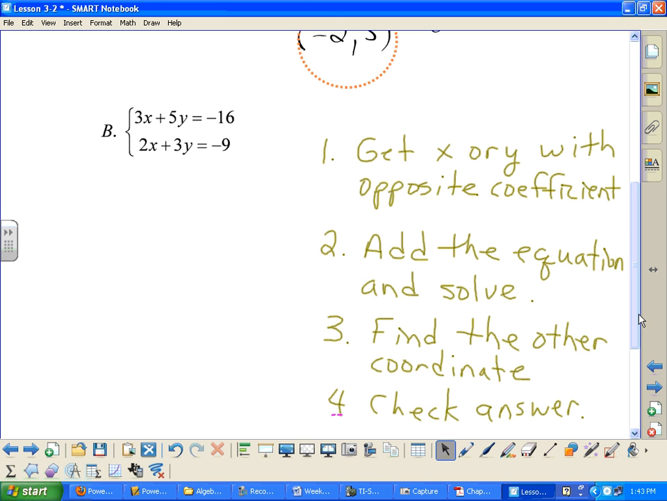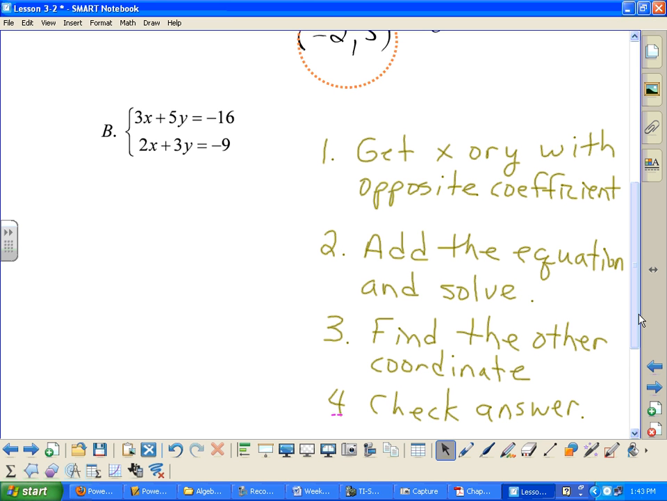Now, I can do either x or y here. And remember that to make them the same, that means I'm going to have to multiply either one equation or both equations by some number so that they do have opposites. So when you get into a situation like this one, you have to just pick: do I want to make the x's the opposite or do I want to make the y's the opposite? Sometimes one of them is going to be obvious. In this case, you basically have to pick which one you want.